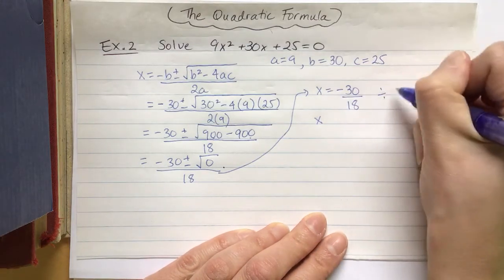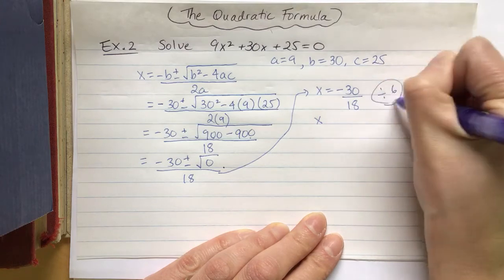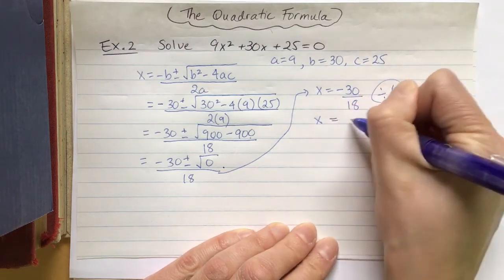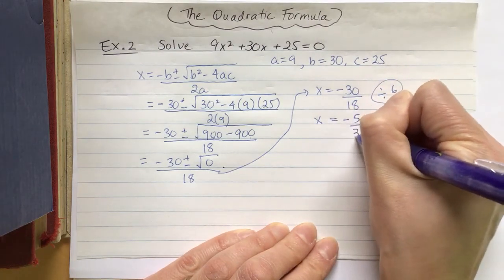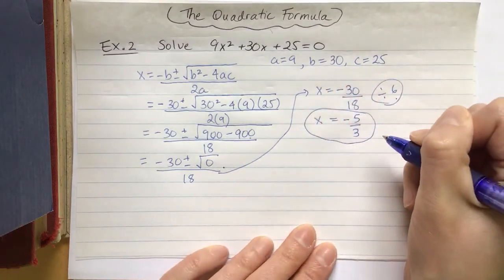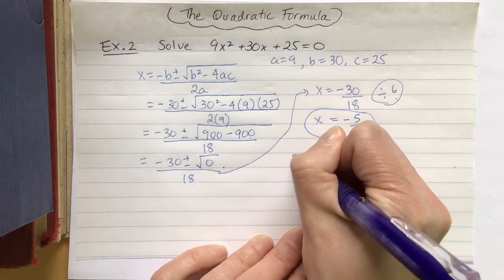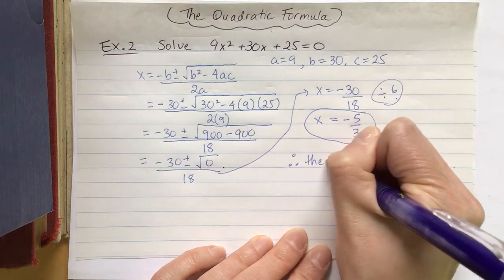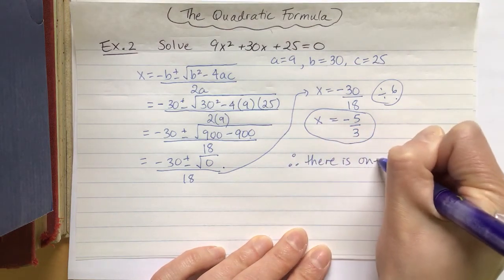Right, so we can just divide the top and bottom numbers by 6, and we end up with x is equal to negative 5 over 3. And so we're just going to leave it as that. And then we want to end with the therefore statement. So therefore, there is one real solution.